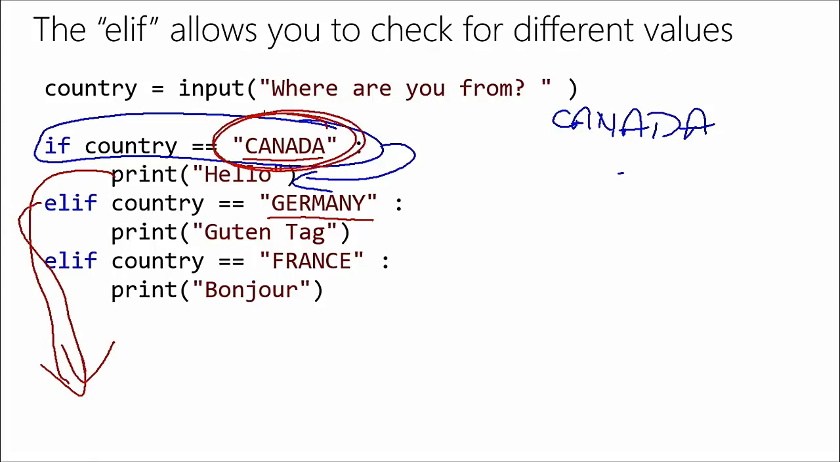It's not going to be like a game of Plinko, where it bounces and checks and checks and checks. The first one that tests as positive, it's going to run the associated code and then exit out of the if statement. And that can be really important. In this case, you're never going to have somebody enter a value that's equal to Canada and Germany at the same time.